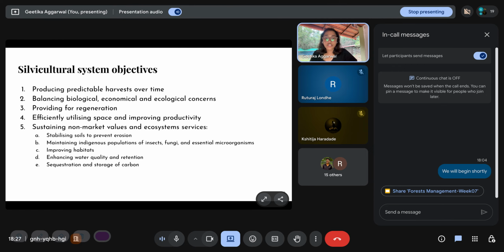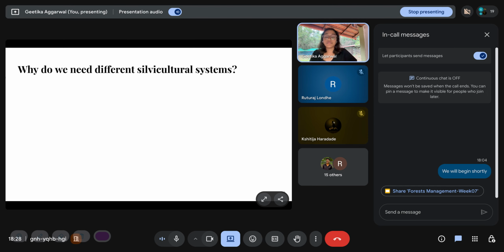One could be sequestration and storage of carbon. Now that we're living in a time where there's so much global warming, so much carbon dioxide in the atmosphere, your goal might be to sequester the maximum amount of carbon. So that could be one of your objectives. And based on that objective, you might want to plant particular species of trees which are able to sequester more and more carbon, which have more biomass. So all of this comes under consideration.